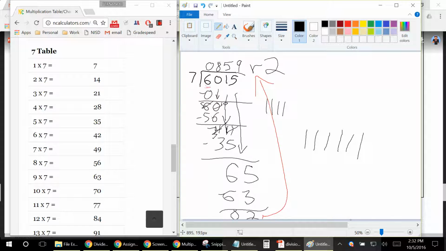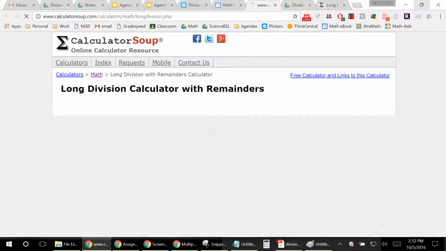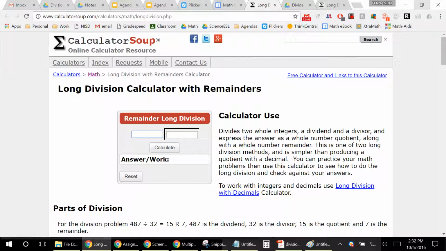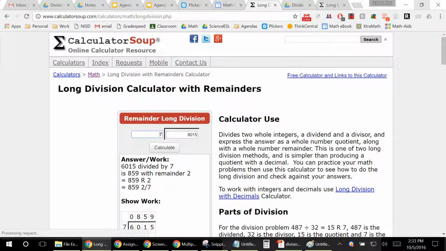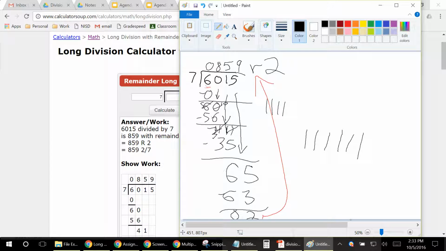Let's check our work. Go back to the math book. Go to long division step by step. Write the problem. 7 goes into 6015. Okay, calculate. And the answer is 859 remainder 2. If I were working on this, I would just check, and we can go to the next problem after that. Okay, ready to go to the next one?